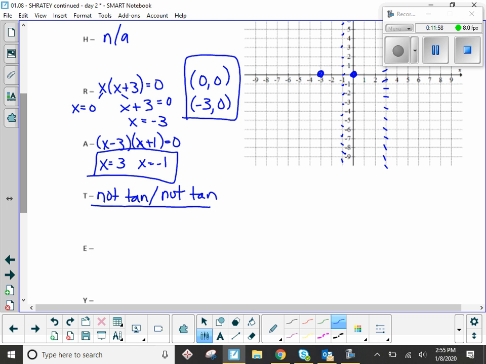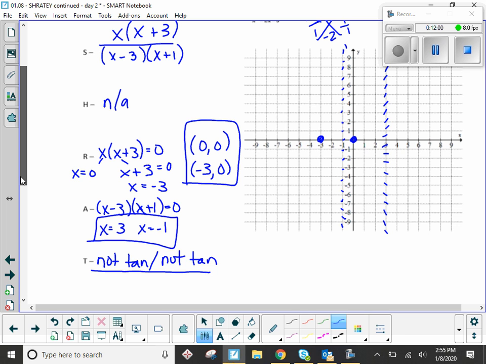Same thing with the bottom. For the T step, you're checking if anything is squared or not. X minus 3, not squared. X plus 1, not squared. So it's not what on the bottom? What's the T word for them? Together. So first factor, not together. Second factor, not together.